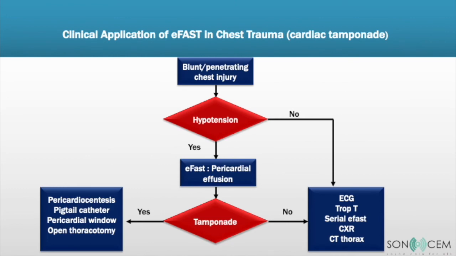For a patient who comes to ED with blunt or penetrating chest injury, we have to determine whether this patient is stable or unstable. If the patient is unstable and when we perform EFAST, there is a pericardial effusion, we have to determine whether this patient is in tamponade or not. If this patient is in tamponade, we have to do a pericardiocentesis to release the pressure, or we can insert a pigtail catheter or do a pericardial window. If the patient is unstable but EFAST shows negative, we have to do a further investigation: the ECG, the troponin T, the serial EFAST, chest X-ray, and as well as CT thorax.